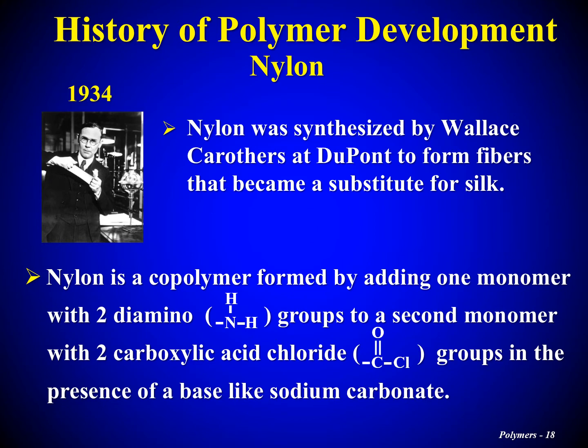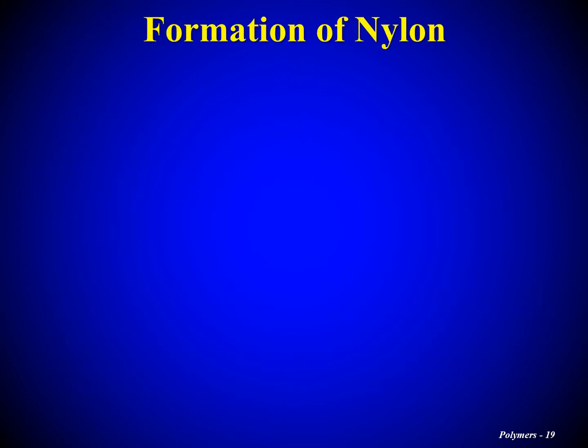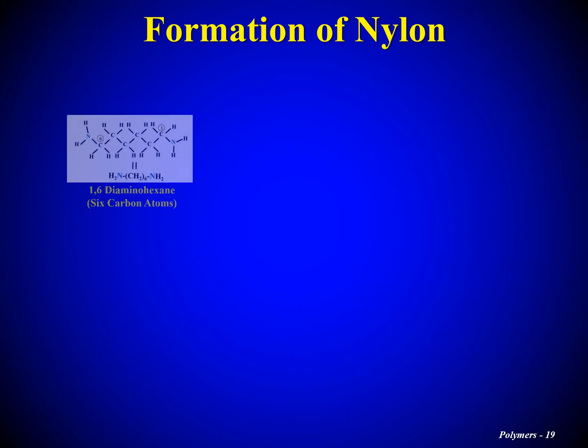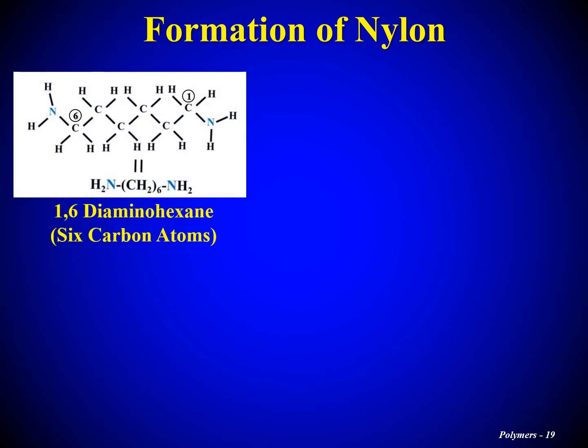A diamino group has a nitrogen atom bonded to two hydrogen atoms. A carboxylic acid chloride group has a carbon atom double bonded to an oxygen atom and single bonded to a chlorine atom. The chemical reaction to form nylon is shown in the following diagrams. The first monomer is called 1,6-diaminohexane. It has a diamino group on the number 1 carbon atom on the right, and another on carbon number 6 on the left.